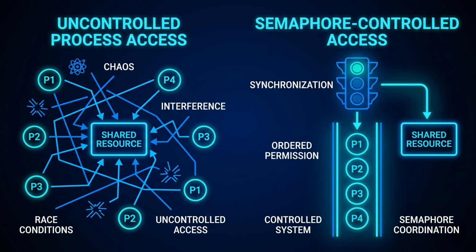Earlier, we discussed race conditions in critical sections, where multiple processes accessing shared data at the same time can create errors. Semaphores are one of the classic solutions to that problem. They help enforce order without requiring processes to constantly fight for access. Instead of chaos, processes follow a controlled system of permission.